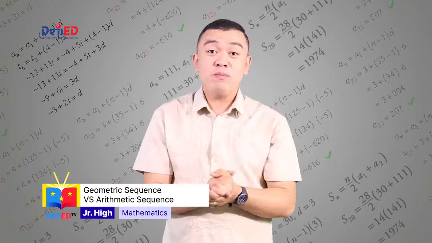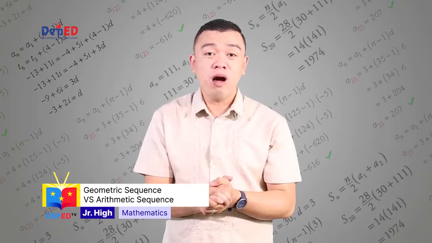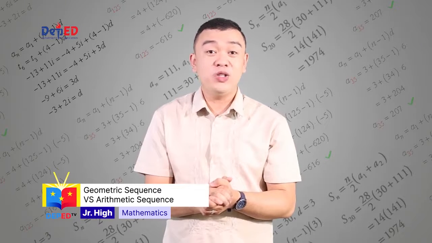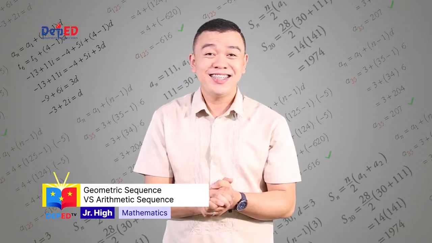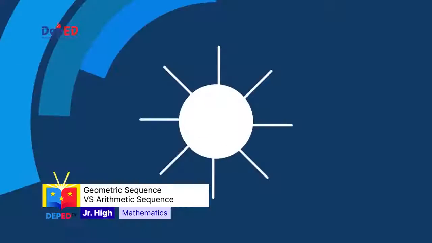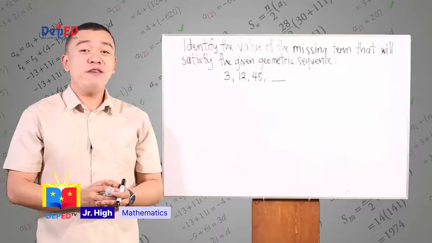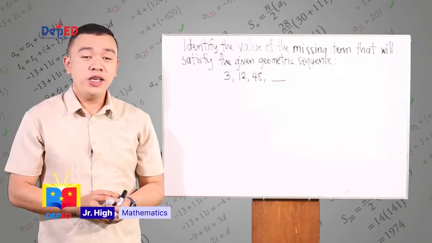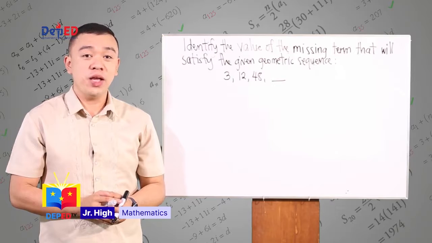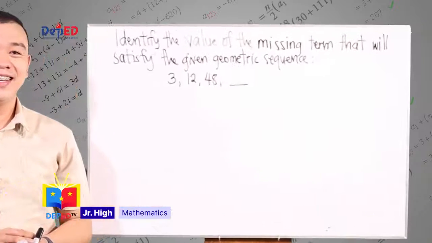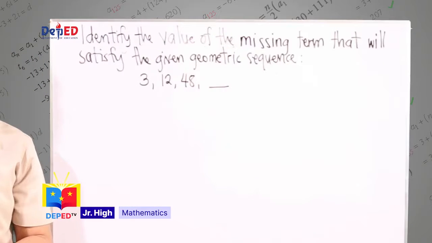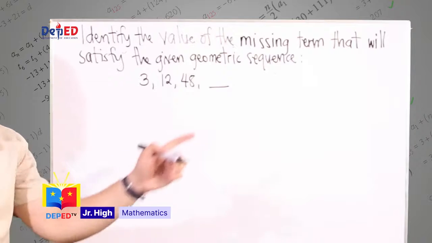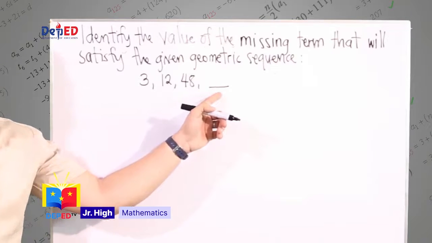Do you know that by using the common ratio R, we can get the missing terms of the sequence? Let's try this. Identify the value of the missing term that will satisfy the given geometric sequence 3, 12, 48, blank. The missing term is the succeeding term and comes after 48.